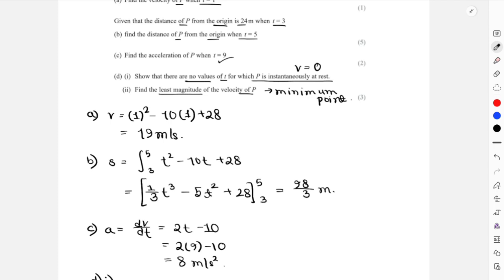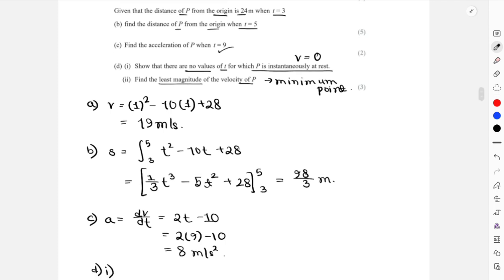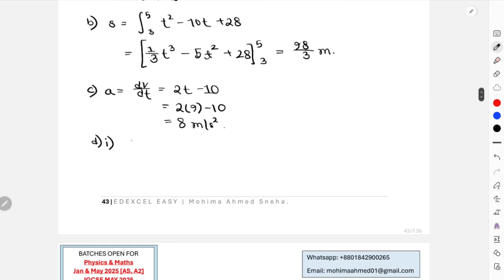That means they're indicating that you can calculate the minimum value and then suggest that at all points of the journey there won't be any point where the object was at instantaneous rest. At every point the object had some velocity. So for that, let's find the completing the square format. The original equation for V was t square minus 10t plus 28.